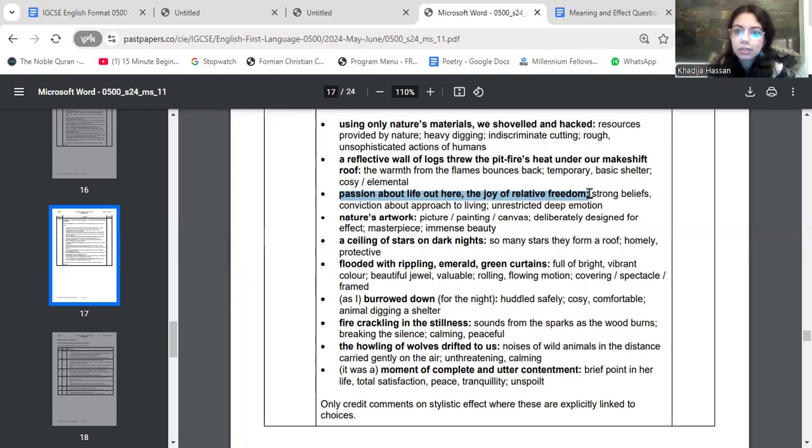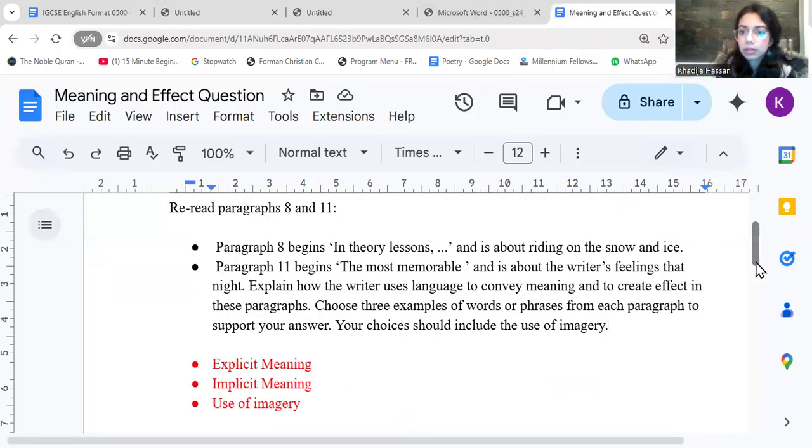Joy isn't really an image, right? Neither is passion. Same goes for a moment of complete and utter contentment. It is a moment, yes, but we can't really picture it in that sense, right? So some of these won't have a clear image designated to them, the same way a ceiling of stars on dark night has a very clear image associated with it, right? But for the most part, try to pick up phrases that have visual images. That's what I did.